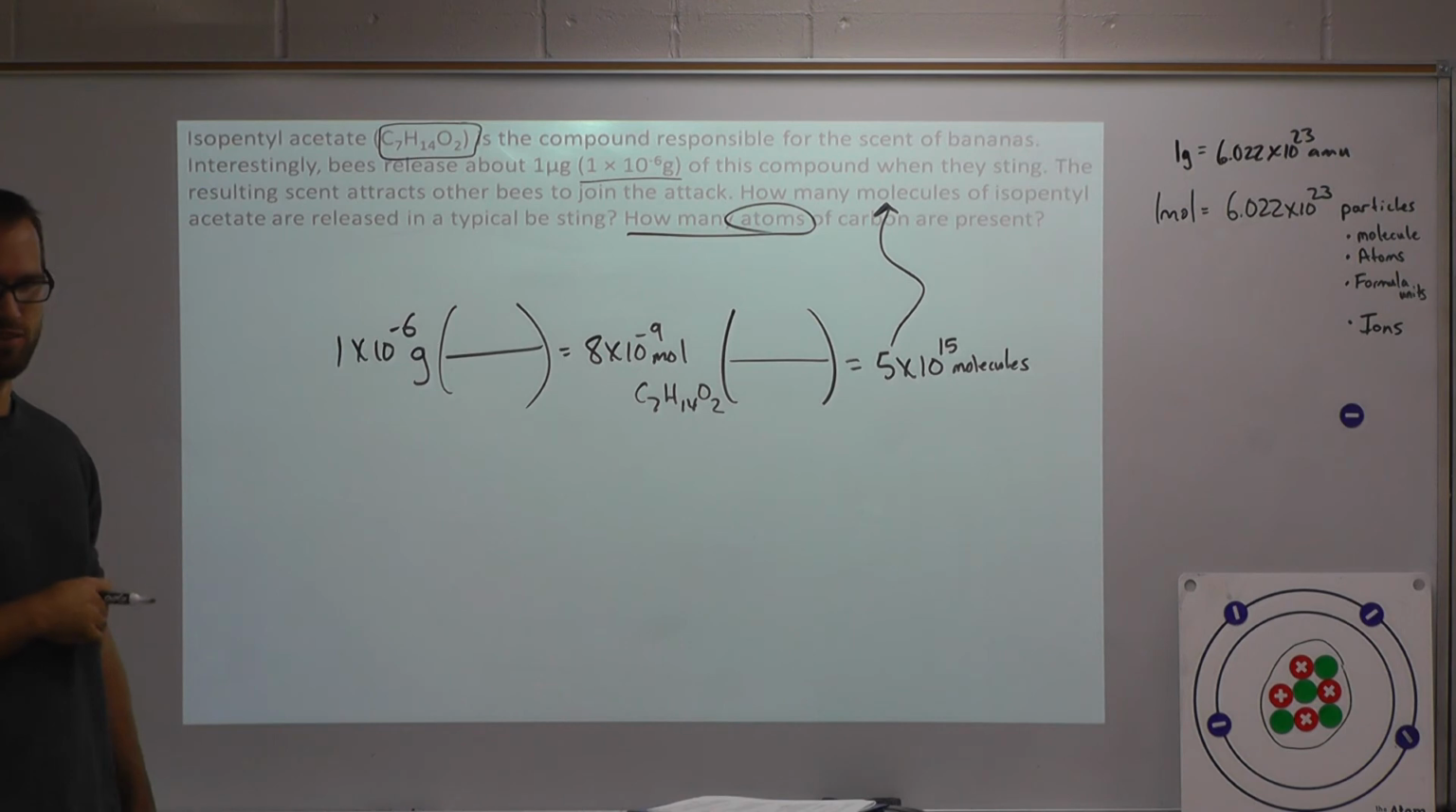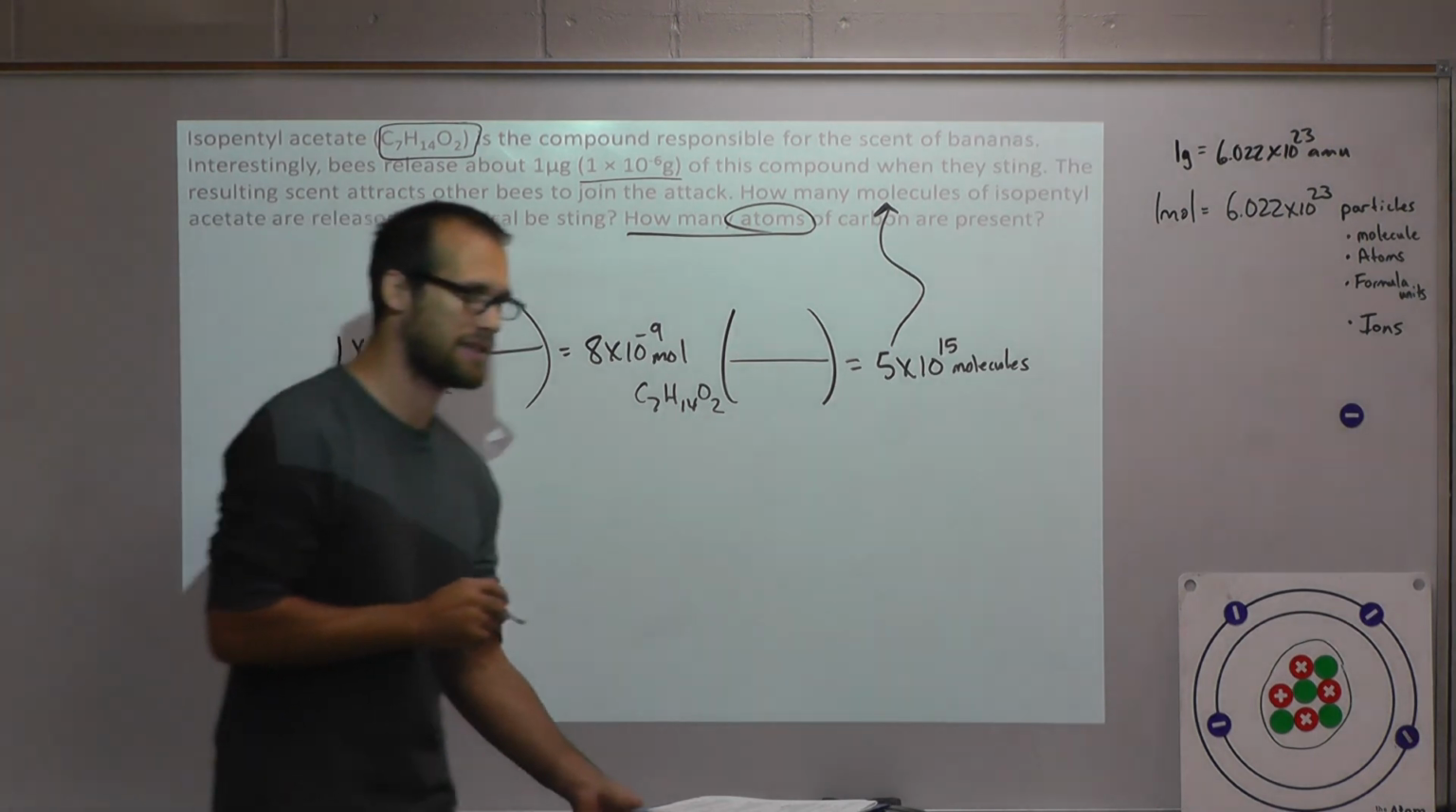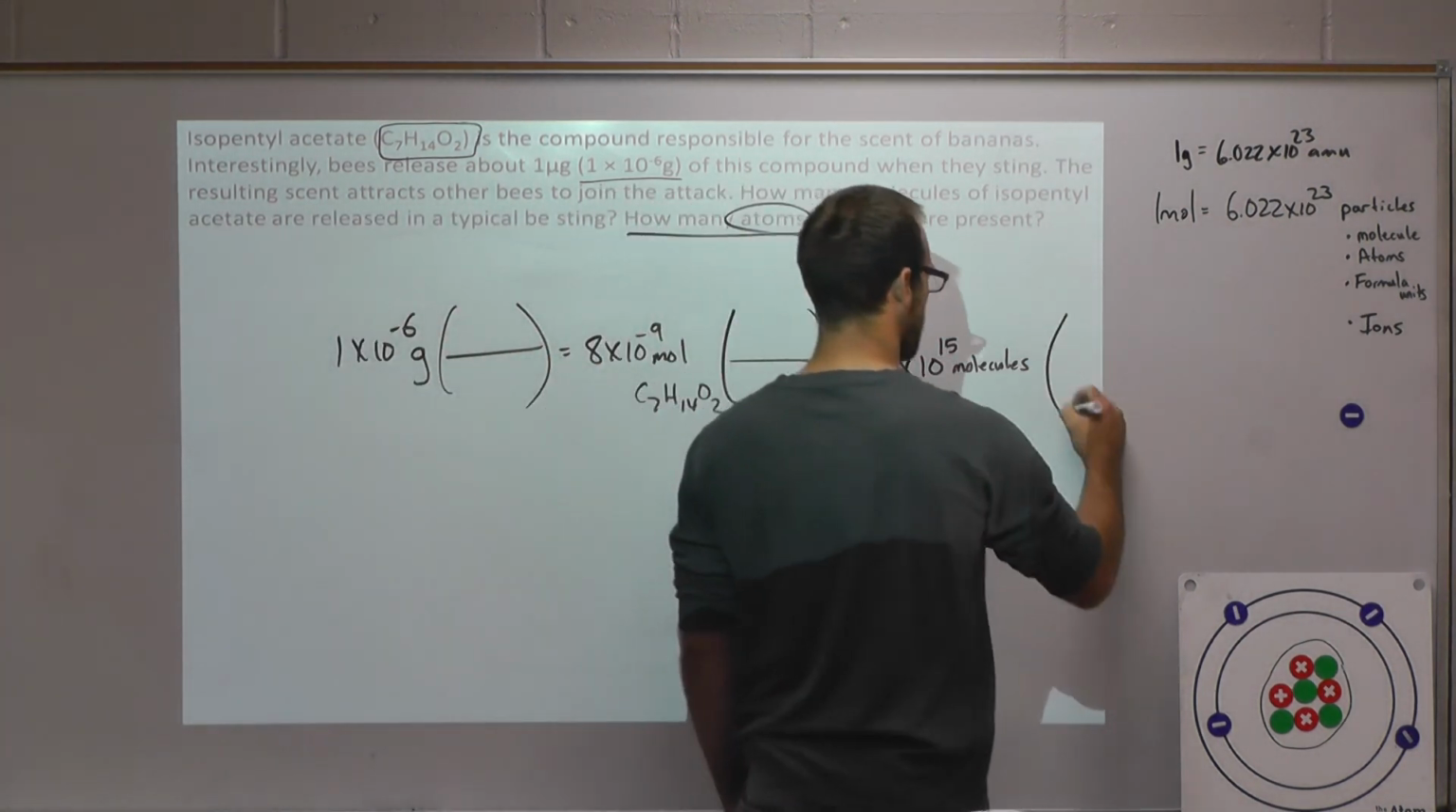Okay, just going through it fast because you'll probably see one of these in your homework, and I want to give you a quick little synopsis. Now, the harder part of this is determining how many carbon atoms are present in that many molecules. Any ideas?